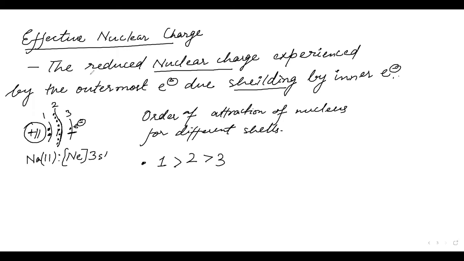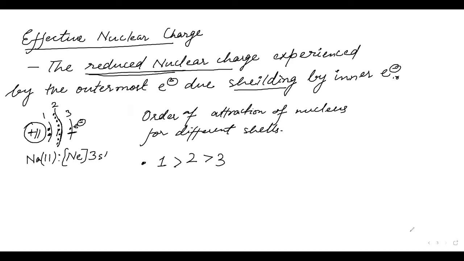Fine. So this reduced nuclear charge is experienced by the outermost electron. And why is it experienced by the outermost electron? Due to shielding. These inner electrons are screening, or acting as a barrier for the outermost electron, correct? The inner electrons are acting as a shield. Now you understand this statement: the reduced nuclear charge is experienced by the outermost electron due to shielding by inner electrons. Okay, fine, great.